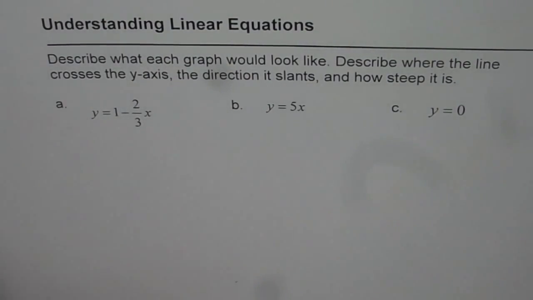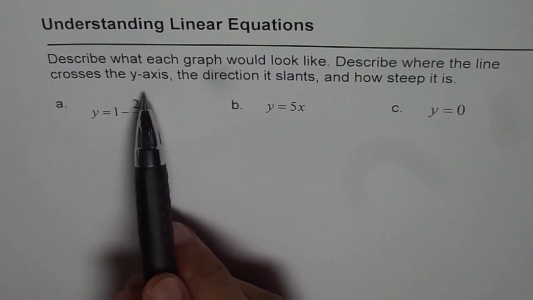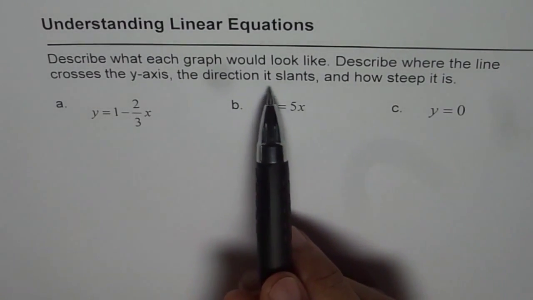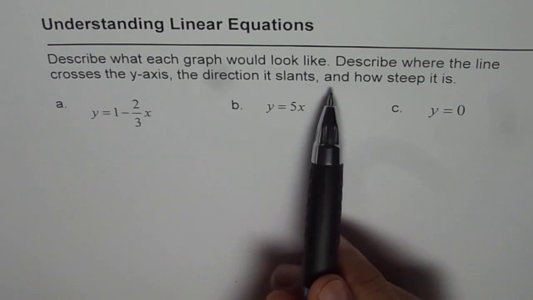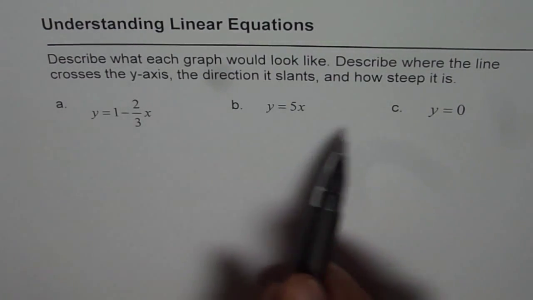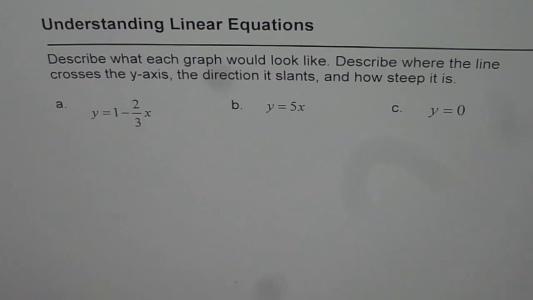When we say describe, we really mean that you need to describe where the line crosses the y-axis, that means the y-intercept, the direction it slants, that means going up or down, and how steep it is, that is slope. So three different equations are given to you. First one is y equals 1 minus 2/3 x, second is y equals 5x, and the third one is y equals 0. You can pause the video, describe, and then look into my solution.